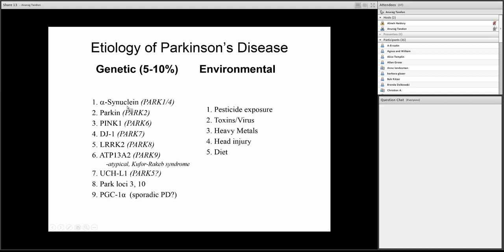Its role in Parkinson's disease was actually only discovered in 1995. So although we knew about alpha-synuclein as a protein involved in neuronal transmission much earlier, it was identified as a key factor in Parkinson's disease. It was the first gene to be shown to be involved in PD, and subsequently a number of others were identified.